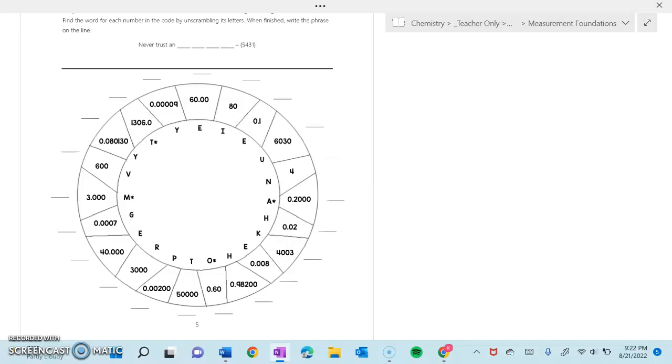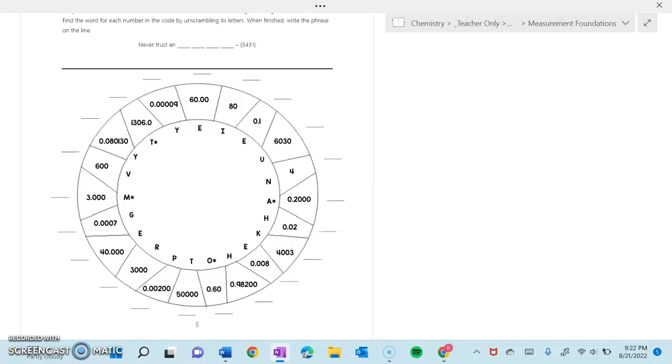So basically, placeholder zeros, not significant. Anything that's part of the measurement, meaning it's a non-zero number, or they're sandwiched zeros, or they're zeros following a decimal point, or at the end of the value, including a decimal point. Those are all part of the estimation.